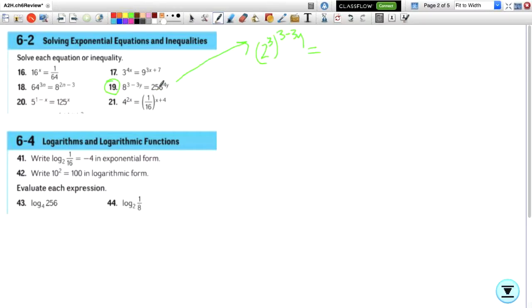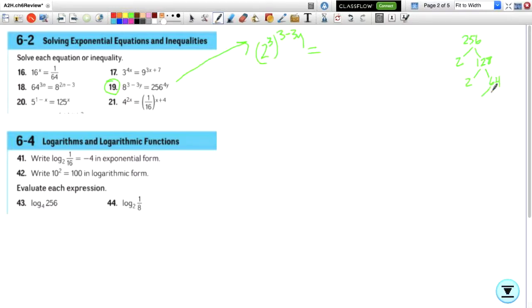Over here, I have 256. Now, 256, I notice, is even. I want these two things to have the same base, so I'm assuming this is perfectly divisible by 2 over and over and over again. So I'm going to take my 256 and divide it by 2. 256 divided by 2 is 128. 128 is even, so I can divide it by 2, and it's going to be 64.